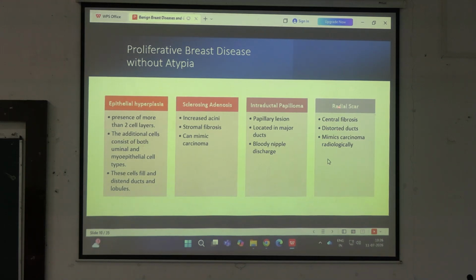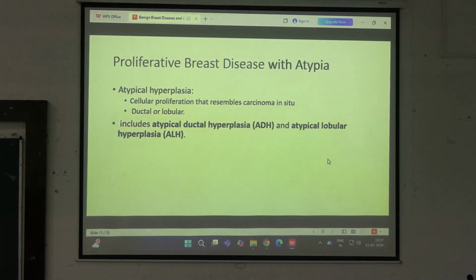Clinically, it will present with bloody nipple discharge. And in case of radial scar, there will be central fibrosis. Radiologically it can mimic carcinoma, but we can differentiate it microscopically. So in proliferative breast lesions without atypia there are four important entities: epithelial hyperplasia, sclerosing adenosis, intraductal papilloma, and radial scar.